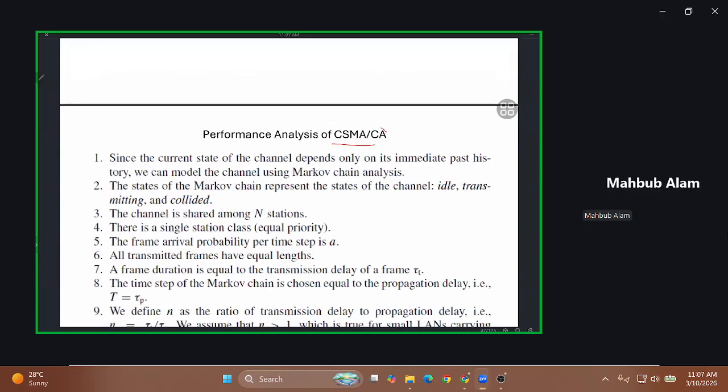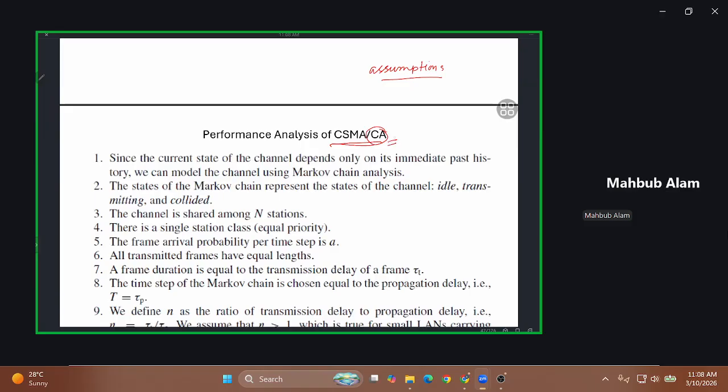But CSMA/CA, as I already mentioned, has only one difference: we do not have the collision detection mechanism. We will see two different versions of CSMA/CA, and we'll understand how the assumptions in a model affect it. So we will see, based on the assumptions, how we can make a model very simple, how we can make a model very complex, or how we can make a model very realistic.